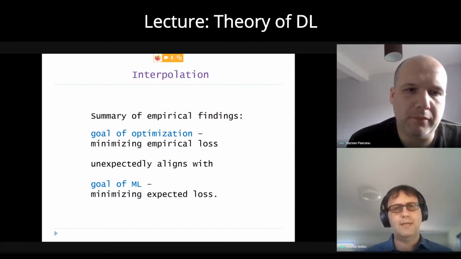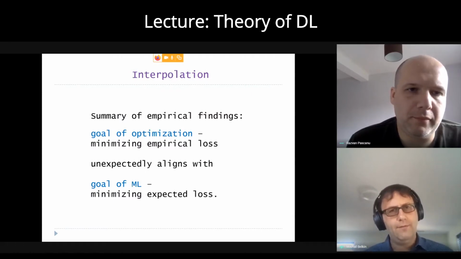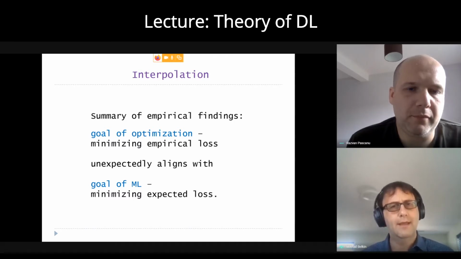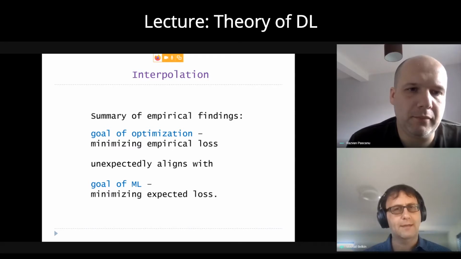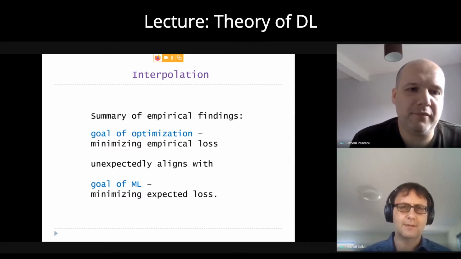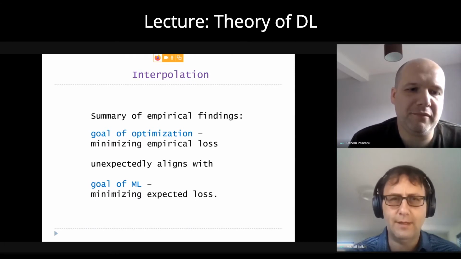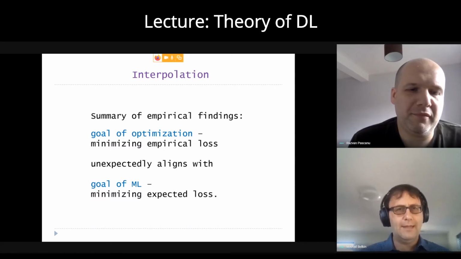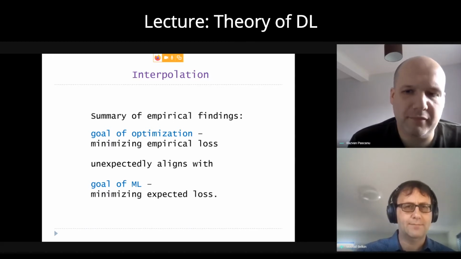So here is a kind of summary of the empirical finding: the goal of optimization, which is minimizing empirical loss, unexpectedly, and I think it is fully justified to use the word unexpected, since this clearly contradicts what's written in well-known books, unexpectedly aligns with the goal of machine learning, which is minimizing the expected loss.